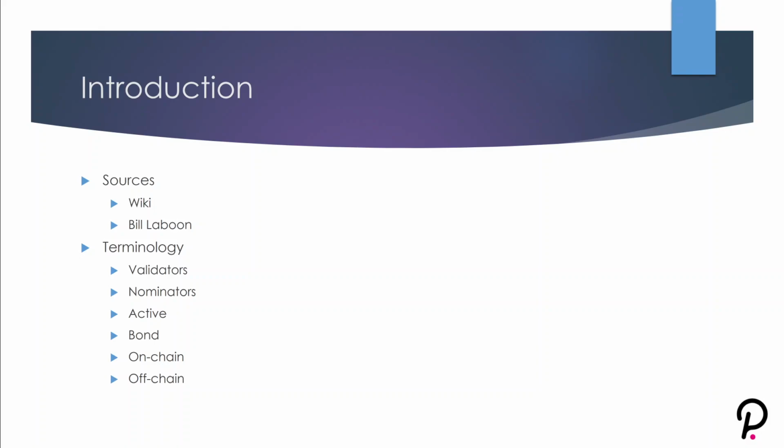Terminology. There are other proof of stake based networks out there, and the little difference that defines Polkadot Kusama is that there's a little n, and it means nominated, so it's nominated proof of stake.